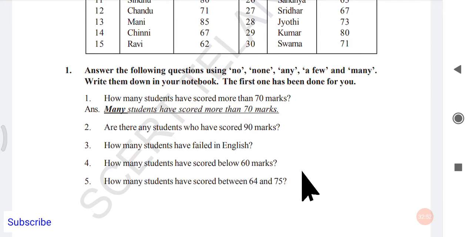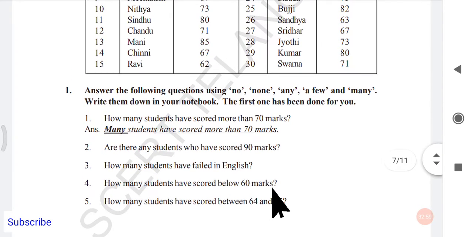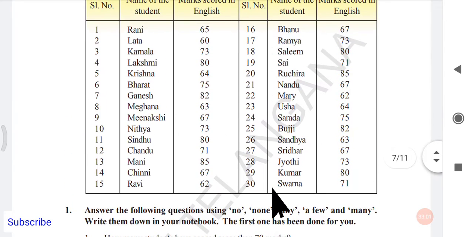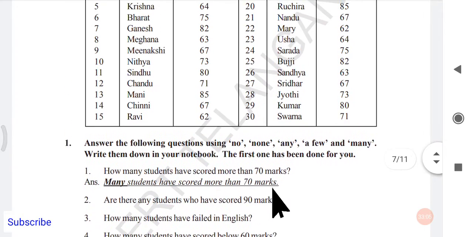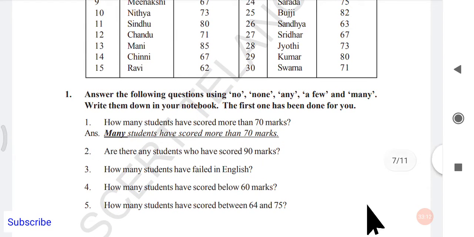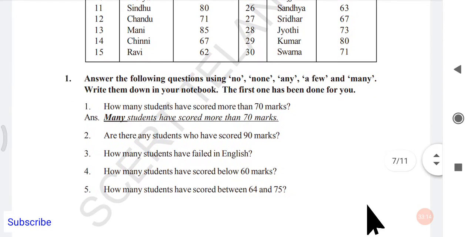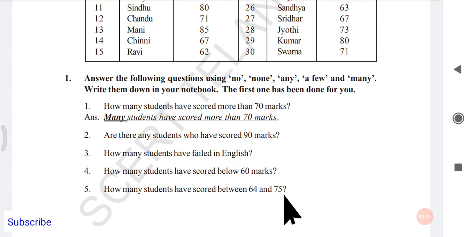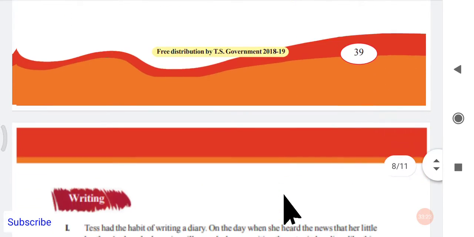Next, how many students have scored between 64 and 75? There are actually many students here who have got between 64 and 75. So you can say that many students or many of the students have scored between 64 and 75. So please write all these answers in your notebook so that it will be very good when you verify them.